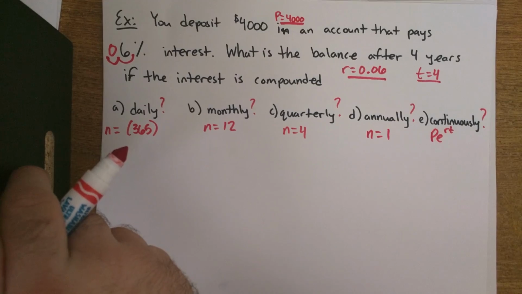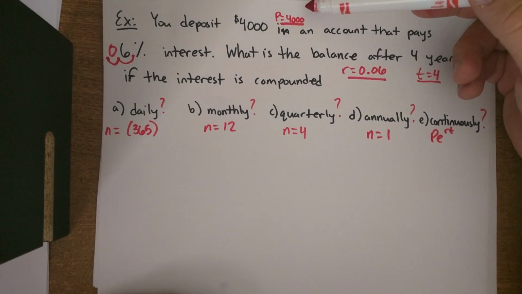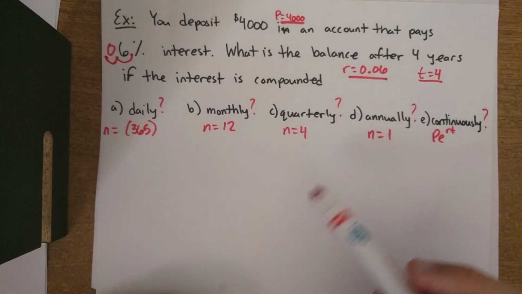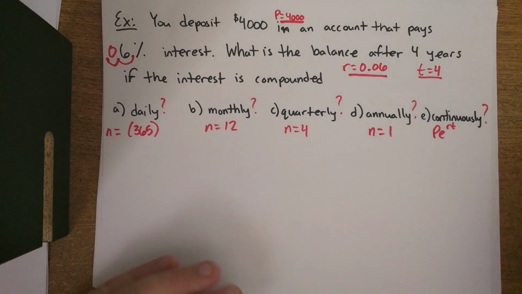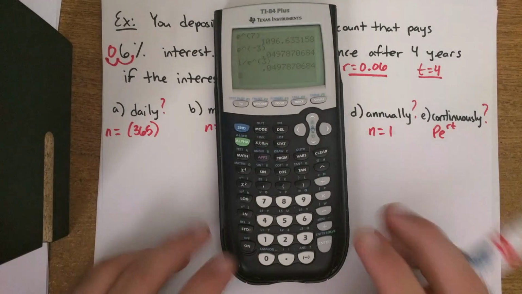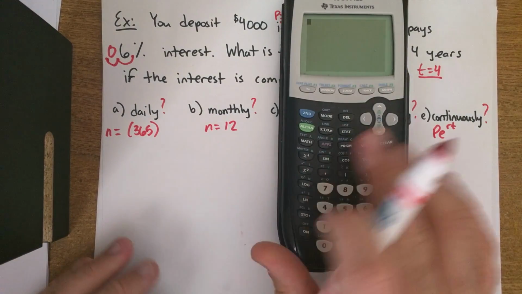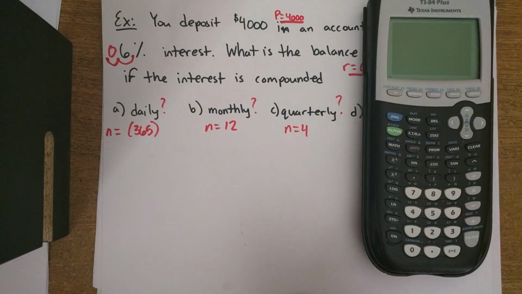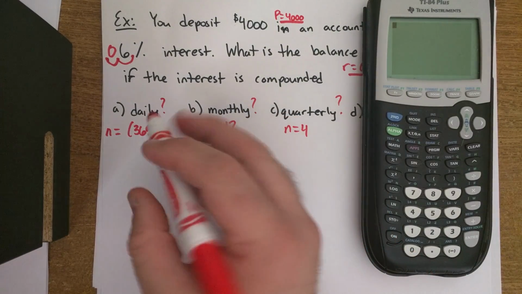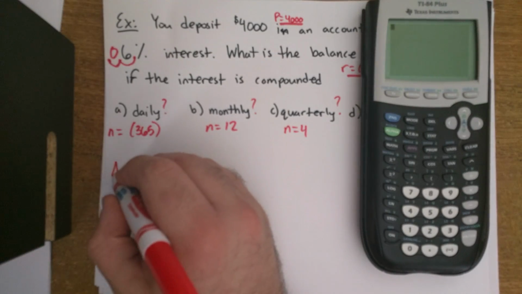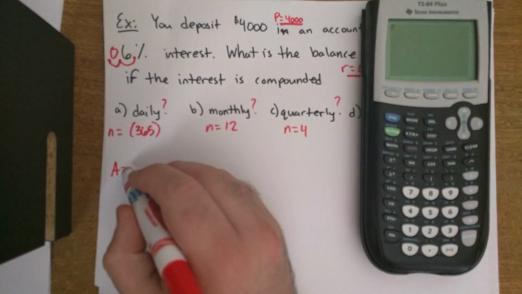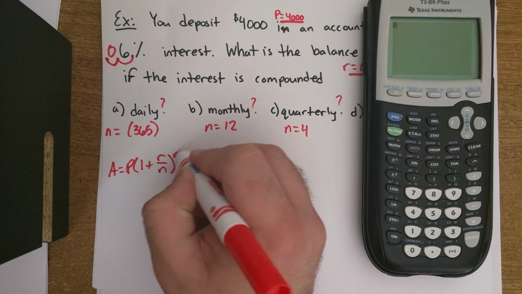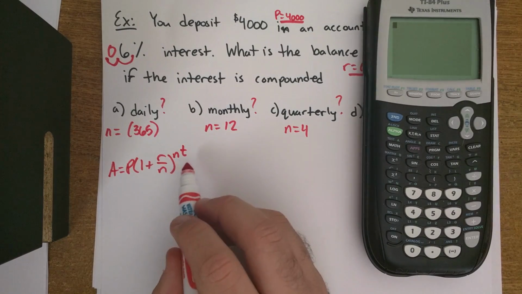So now that we have everything we need, we got P, we got R, we got T, we got our different N values for parts A through D. Let's go ahead and just plug into the calculator. It's pretty easy. I'm not going to set up every formula here, but I'm going to show you how you would set up part A. So remember, the formula is A equals P times (1 plus R over N) to the NT.